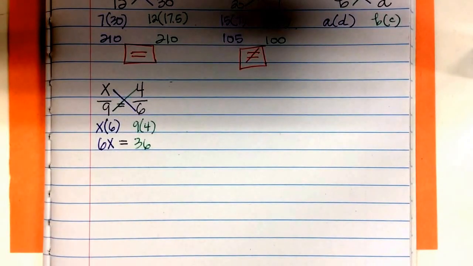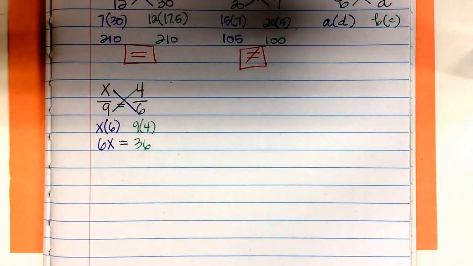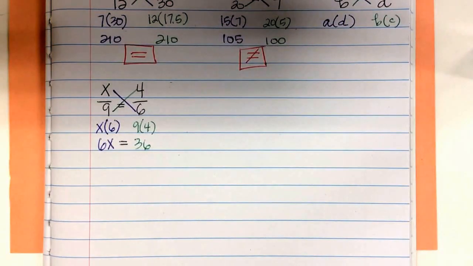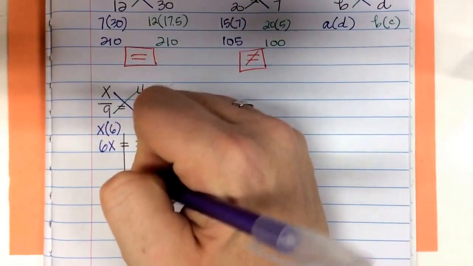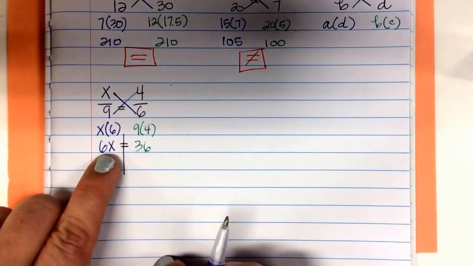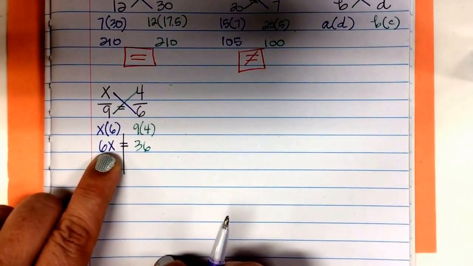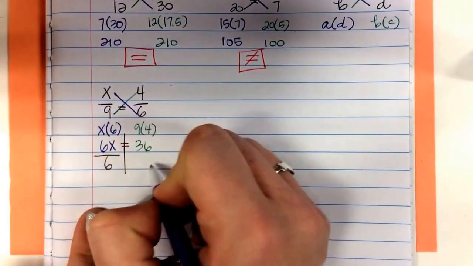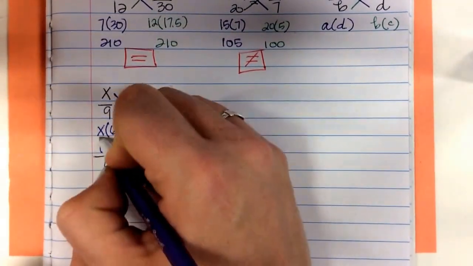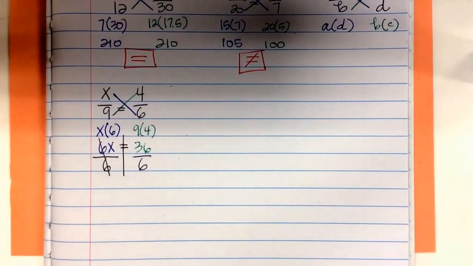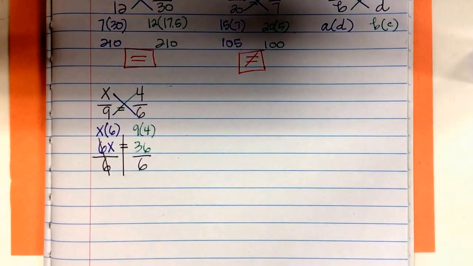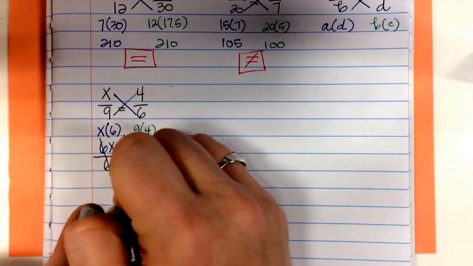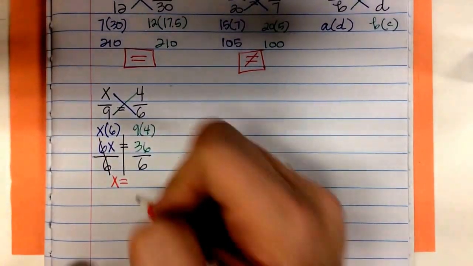Equation. Gavin, what are you going to do? Not distribute. You're close. What are you going to do to get X alone? Good. Inverse operations. Divide by 6. X equals what? 6.